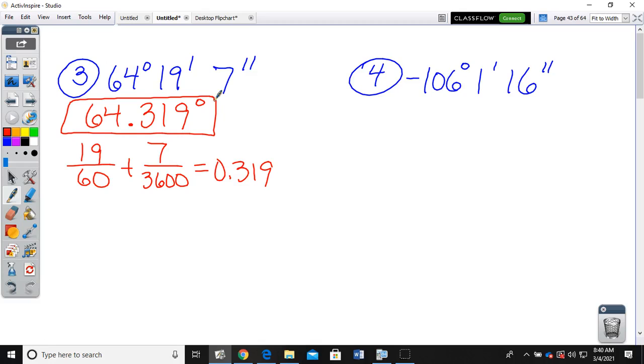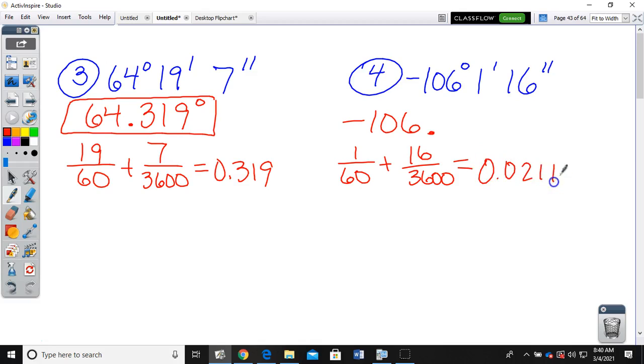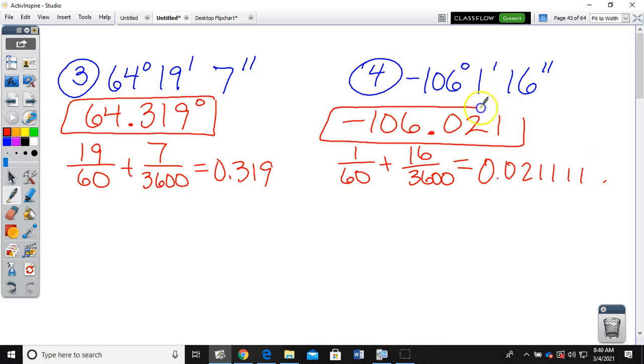Number 4, again, same thing. We'll have negative 106 point, and we're going to do 1 over 60 plus 16 over 3600. And again, that's the only work you have to show. I got 0.021. Let me see, 1 divided by 60 plus 16 divided by 3600 is 0.021111 repeating. So it is 0.021. Any questions on how to do this? Pretty simple. Everybody good? Awesome.